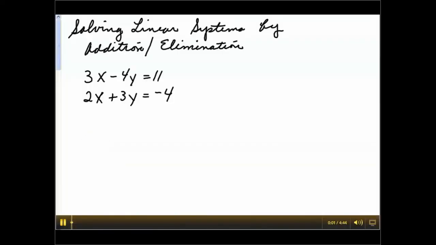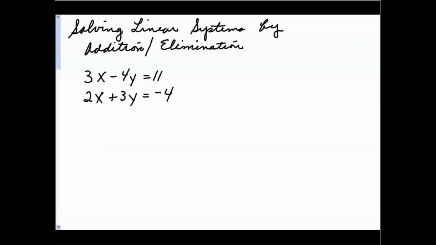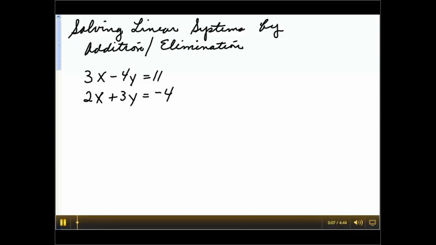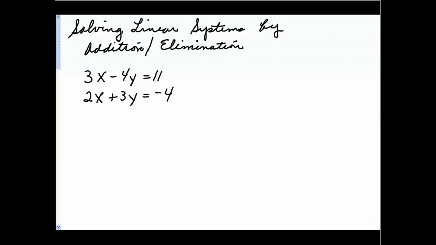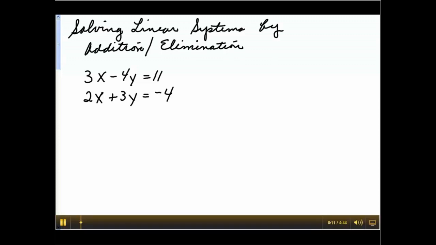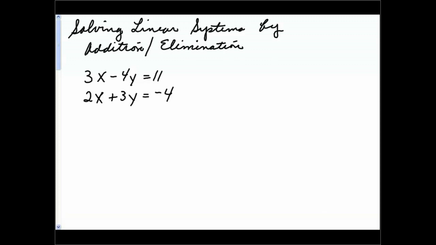Solving linear systems by the addition method, also called the elimination method. Equations must be in standard form. You want to eliminate one of the variables, and you can do this when the coefficients of that variable are additive inverses. So for this particular example, let's eliminate the y variable because they are already opposite signs.